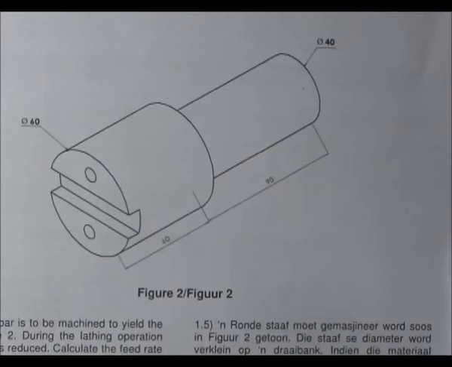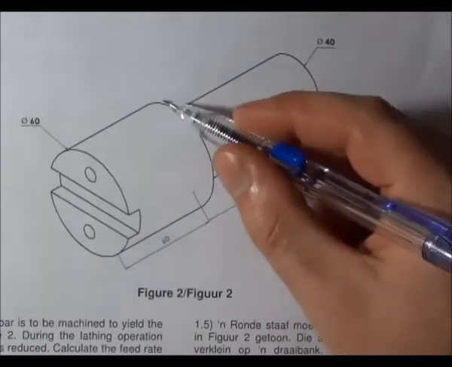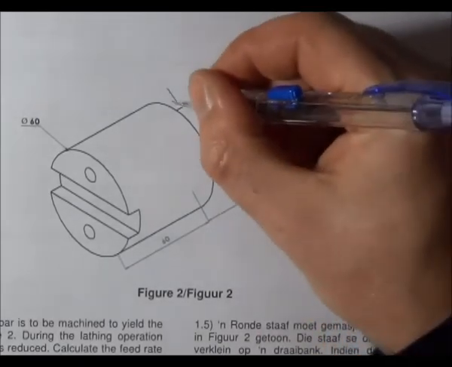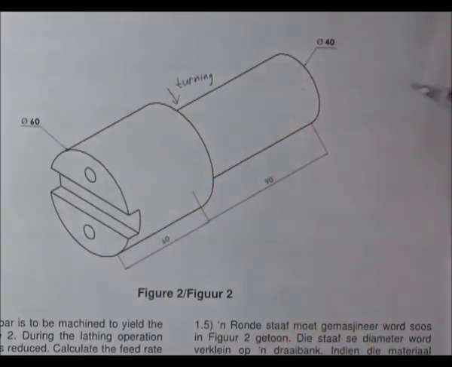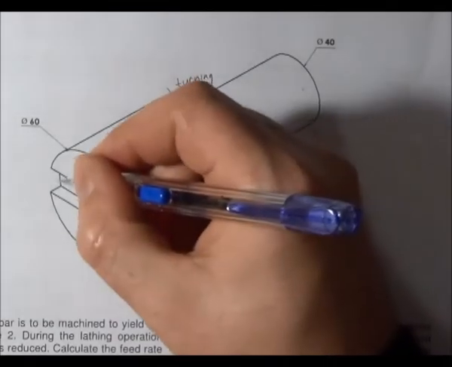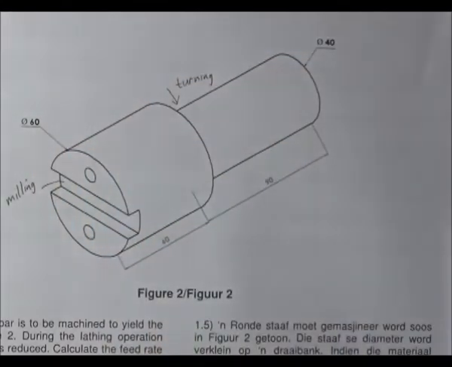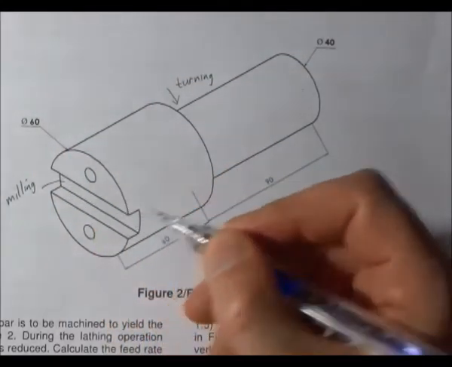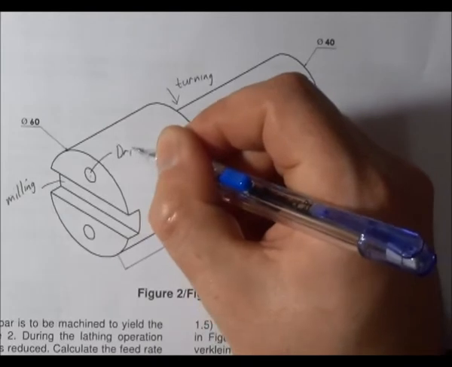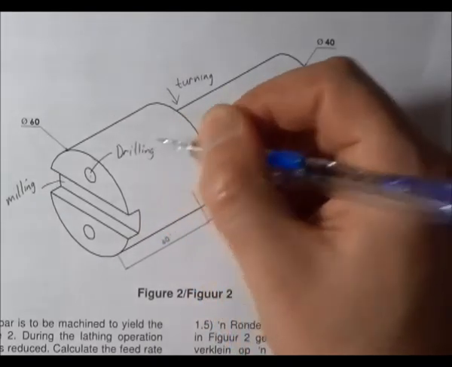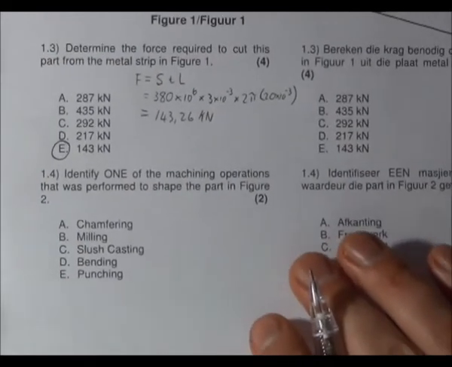So the machining operations to make something like this would, number one, be turning, to get the 60 diameter down to a 40. Over here we have milling to make that groove through there, and here for this one and that one we have drilling. So let's see what options we have available in the question.